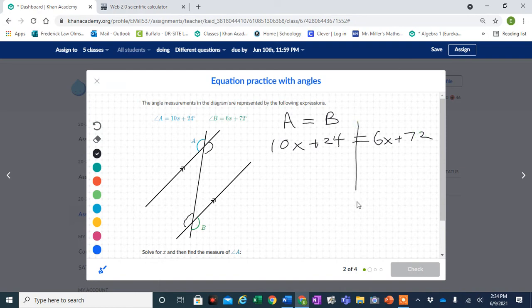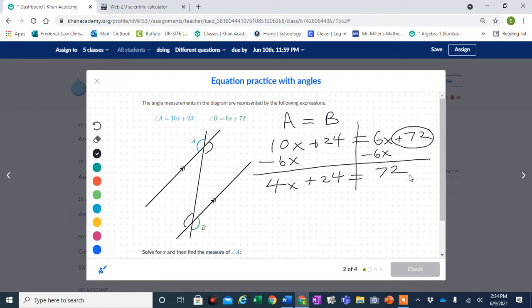So the easiest way to solve these is to move the smaller x. So to get rid of a positive 6x, I subtract 6x, subtract 6x. That means this is now 4x plus 24 equals, and then you still have your 72. Now we need to get rid of adding 24. So we subtract 24, subtract 24. When we do that, we now have 4x is equal to 72 minus 24, which I have a calculator that I'm using. That gives me 48. I divide by 4, divide by 4.